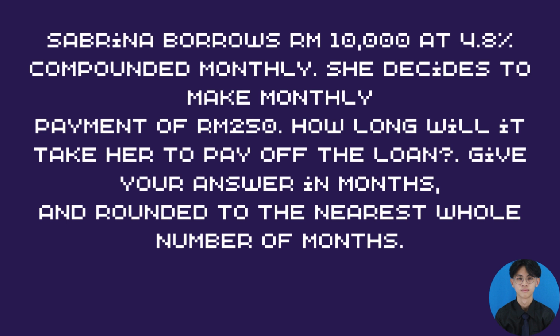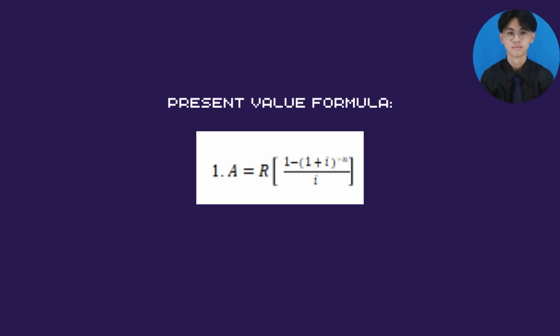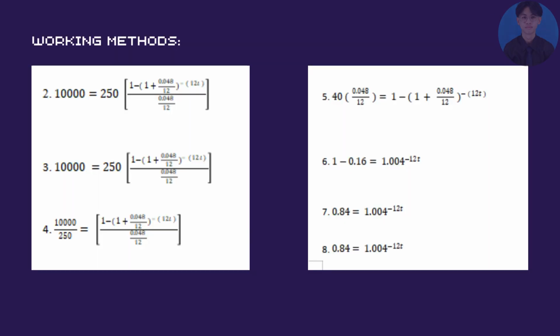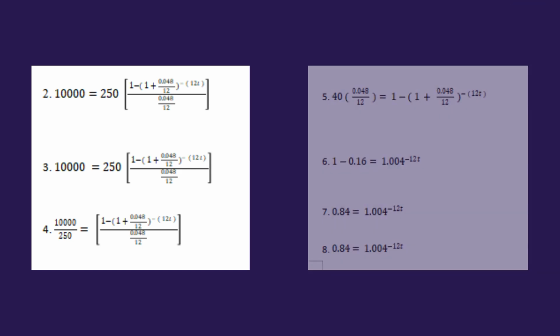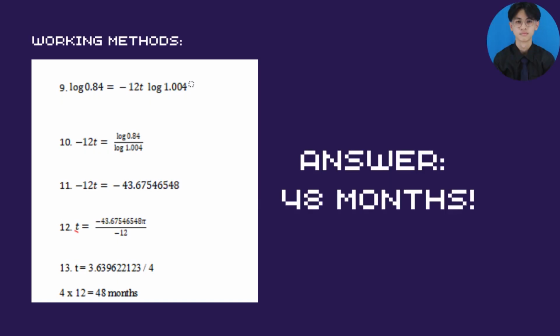Question number 4. Sabrina borrows RM10,000 at 4.8% compounded monthly. She decided to make a monthly payment of 250. How long will it take her to pay off the loan? Give your answer in months, rounded to the nearest whole number of months. By using the present value method, insert the amounts from the question into the formula. By using simple algebra, we get negative 0.16 equals 1.004 to the power of negative 12t. By using log, we can get the value of t. After getting t, which is 3.639622123, or 4 after being rounded to the nearest whole number, we multiply it by 12 months to get the exact number of months for her to pay off the loan.